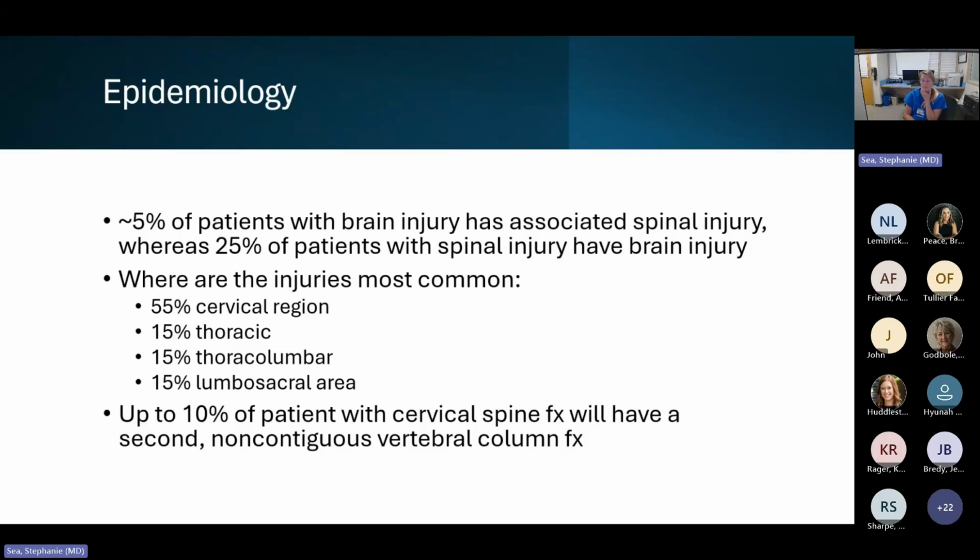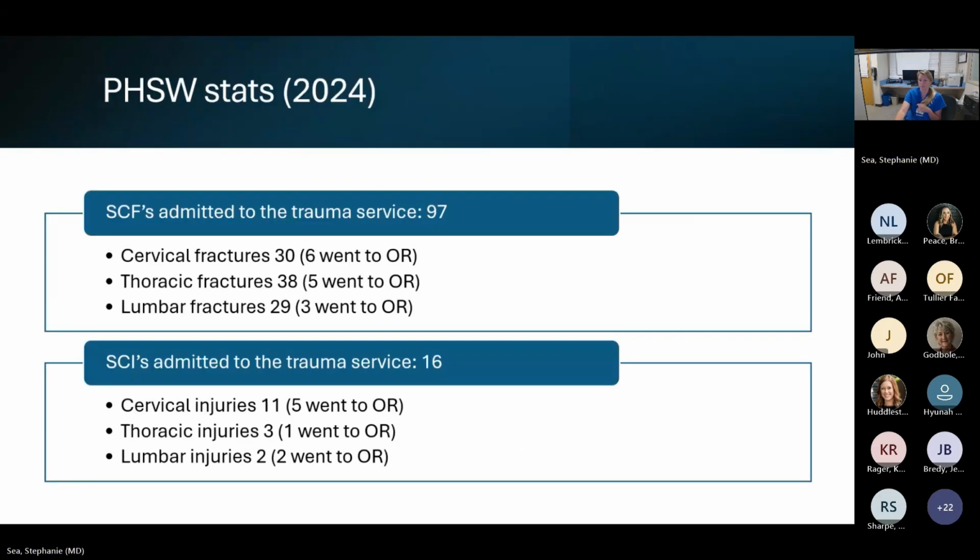Cervical spine is by far the most common injury, followed by thoracic, thoracolumbar, and lumbosacral areas. And again, this is just showing that if you have a C-spine injury, the incidence of a second injury somewhere down that entire vertebral column is pretty common. Up to 10% of patients will have that secondary injury.